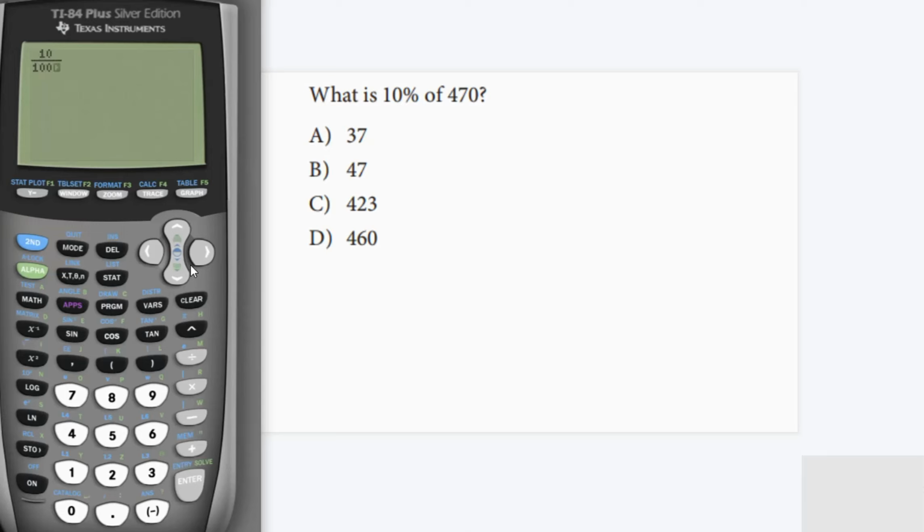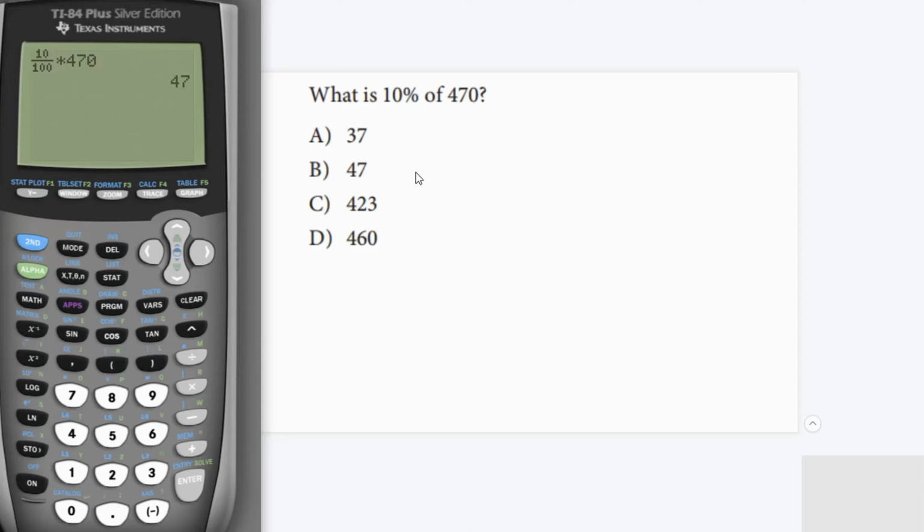Then come to this place to input the multiplication sign, this means multiplication, times 470, and that will be all. Press enter. Enter signifies equal to on this calculator. Once you press enter, the answer is 47. So the right answer to this question is option B.